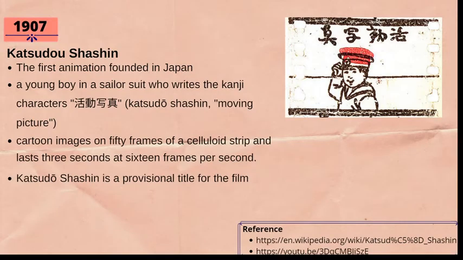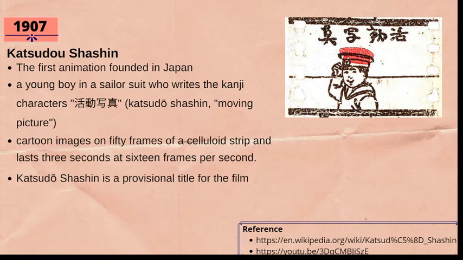In 1907, Kasudoshashin was the first animation founded in Japan. Kasudoshashin consists of a series of cartoon images on 50 frames of a celluloid strip and lasts 3 seconds at 16 frames per second. It depicts a young boy in a sailor suit who writes the kanji characters Kasudoshashin, moving picture, from the right to left, then turns to the viewer, removes his hat, and bows.